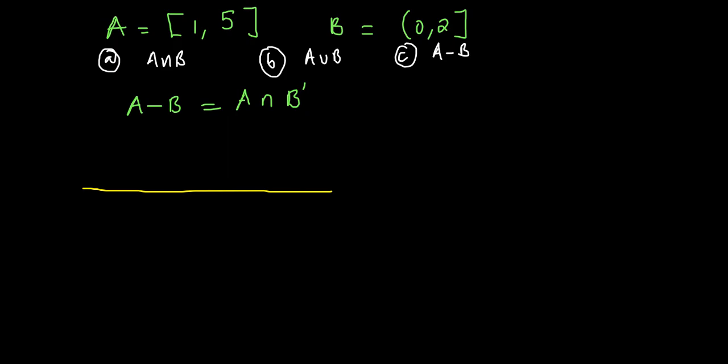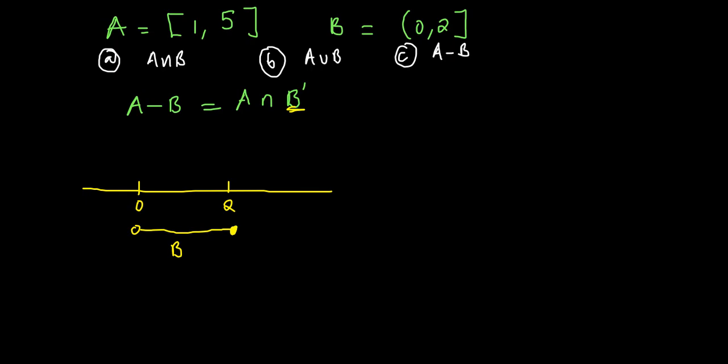What you want to start with is always the one that has got a complement. It will be easier. So the set B starting from 0 up to 2. We are not including 0, but we are including 2. This is the set B, but we want B complement.